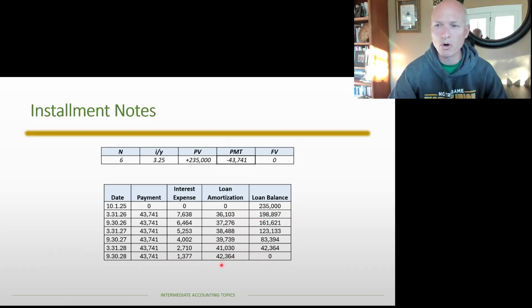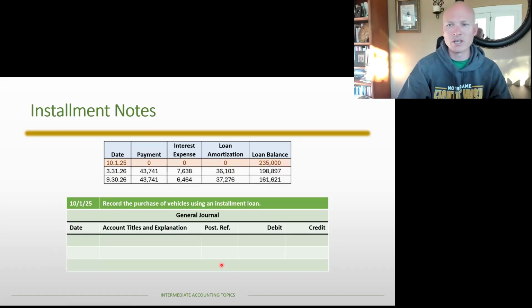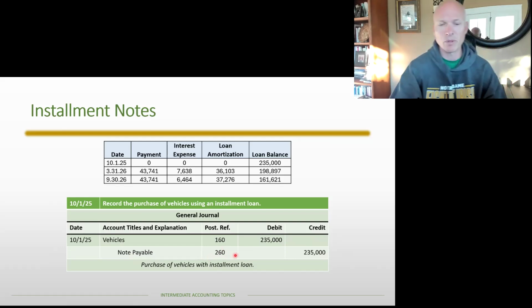All right, so record the purchase of vehicles using that installment loan. And this is really, really easy. Obviously, we're obtaining vehicles and now we have a note payable. We could call it loan payable, whatever. That doesn't really matter. But the idea here is I do have a loan that I'm responsible to repay.